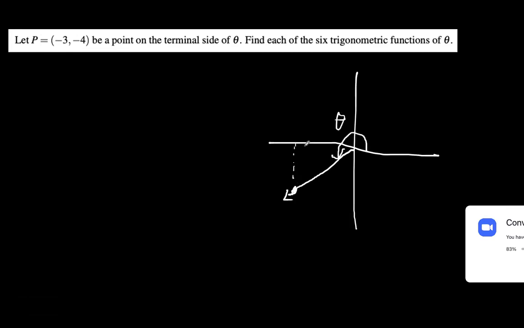Okay, and this is 90 degrees. For each of the 6 trigonometric functions of theta, find each. So sine theta is equal to, what point is this? Negative 3, negative 4. And this is a Pythagorean triple, right? Therefore, the radius is 5 using the Pythagorean theorem. This is negative 3, this is negative 4.